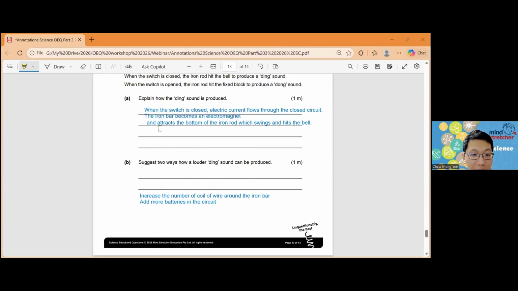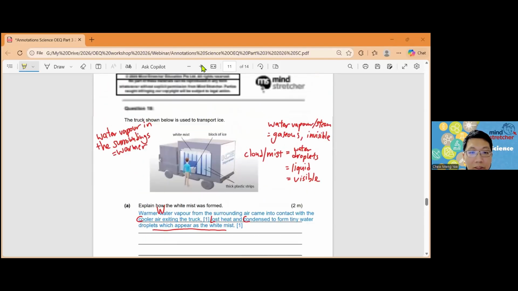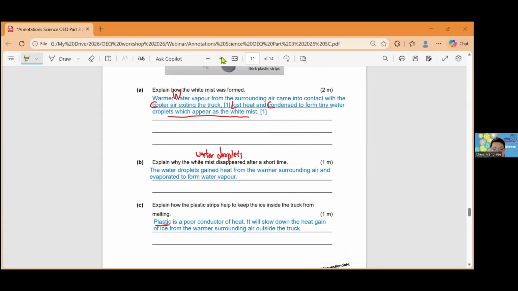Can you confirm your cloud is from water droplet? Cloud is made of water droplets. Yes, Victoria, you're correct. Okay, 15C, this one? 15C, okay. Any other questions? Any other one?